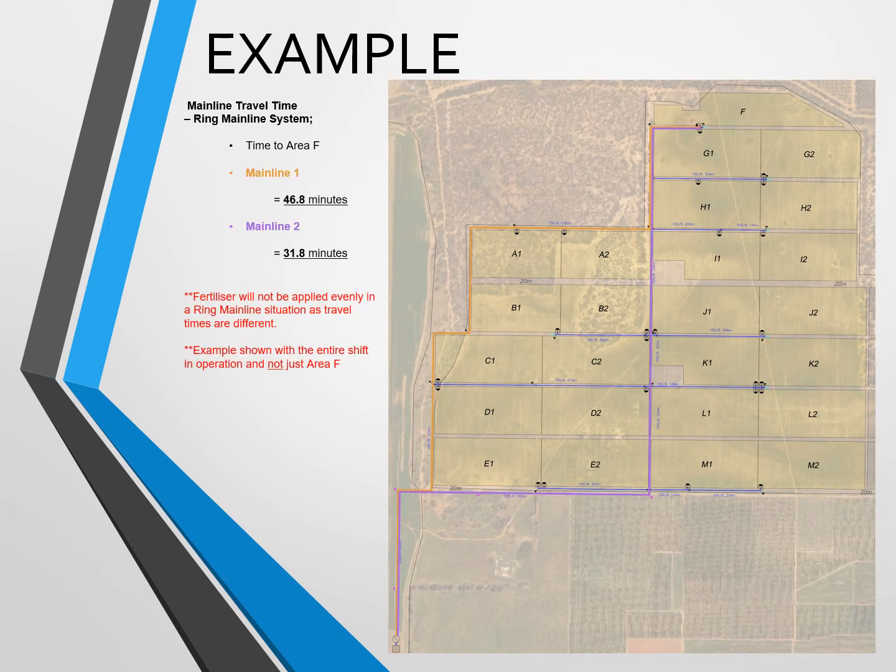In a ring mainline system, we have potentially two paths for the water to flow to get to area F. Mainline 1 in the orange is 46.8 minutes to get from the pump to area F. Mainline 2 in the purple is 31.8 minutes to get from the pump to area F. A note that fertiliser will not be applied evenly in a ring mainline situation as travel times are different.